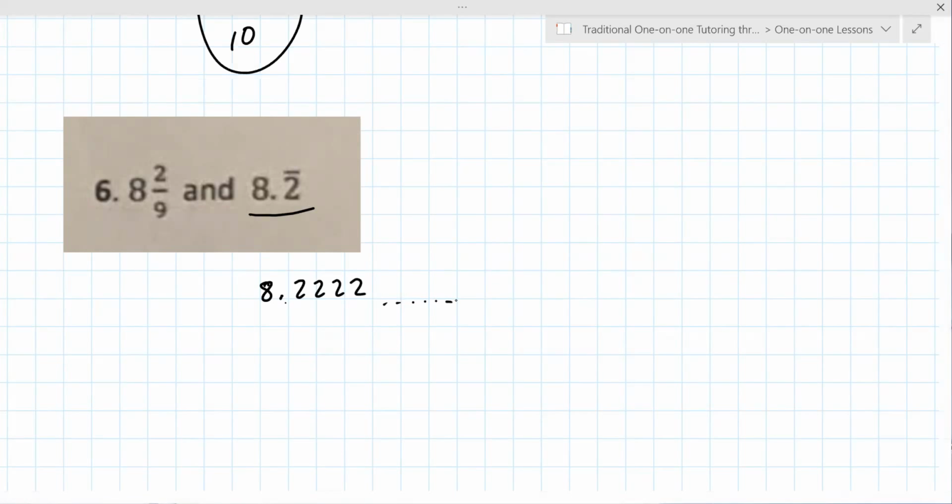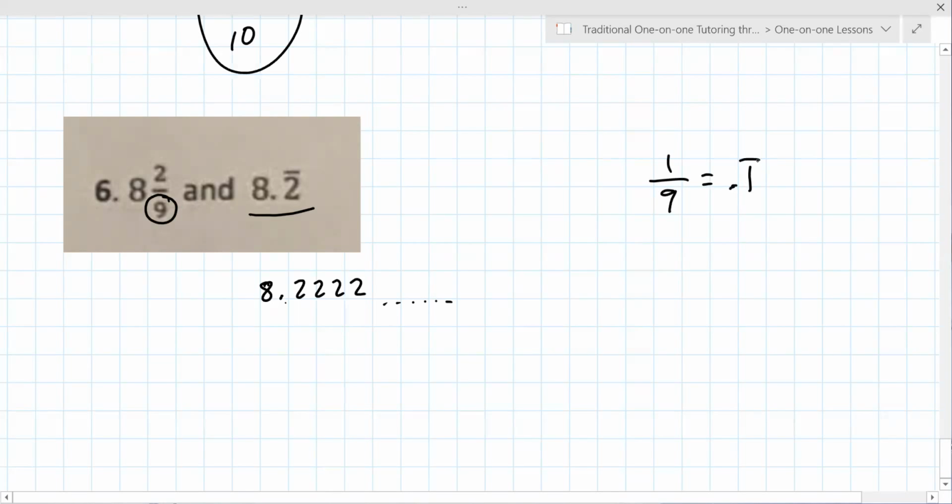Well, the bar over the 2 means 2 goes on forever. And whenever you have something over 9, this is kind of an interesting one. 1/9 is 0.1 repeating. So 2 over 9ths, you multiply it by 2. I can hear you grabbing a calculator, and that's totally fine, because if you are allowed to use a calculator, you just do all these with a calculator.